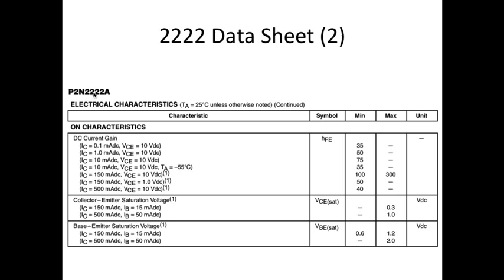Turning to the second page of the data sheet, you notice that beta, or hFE, the forward DC current gain, is all over the map. It varies with IC, and it varies a little bit with VCE, but really it varies with IC. So if you know about what your operating point is, be sure to use a beta that corresponds to that.